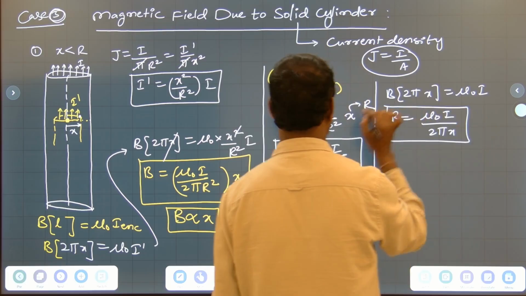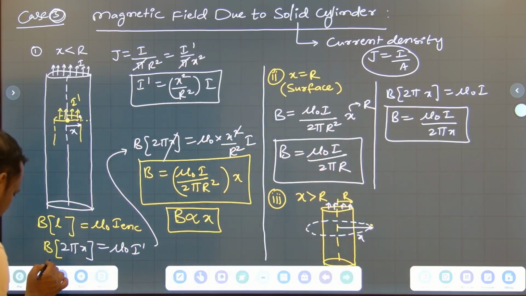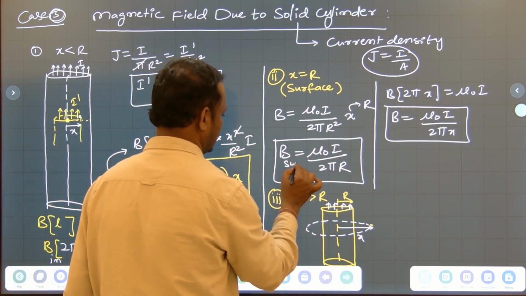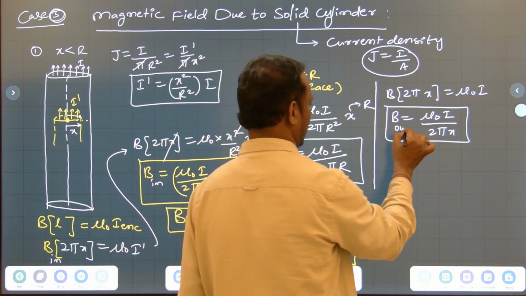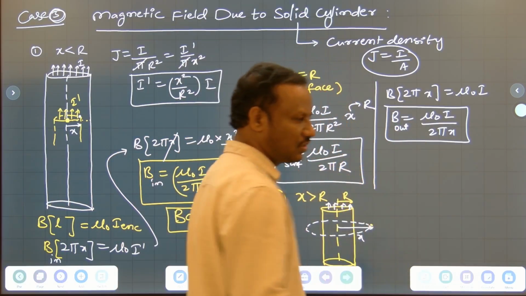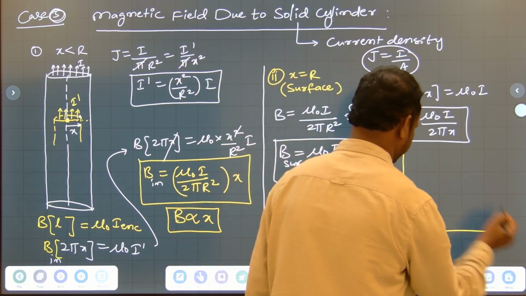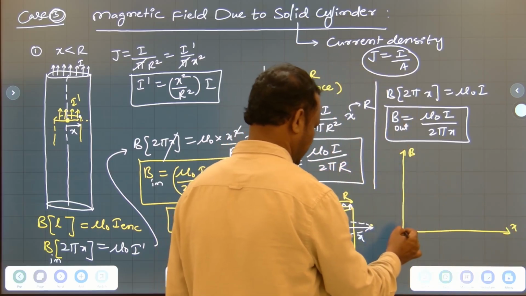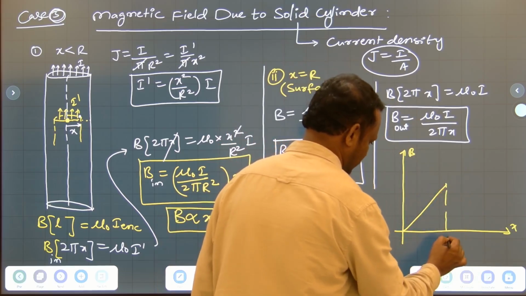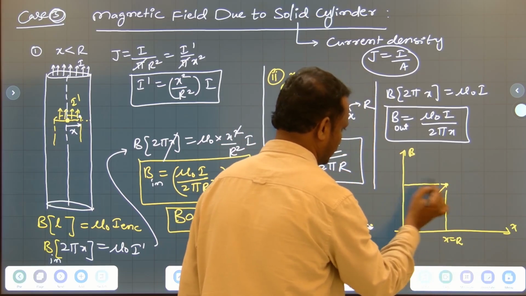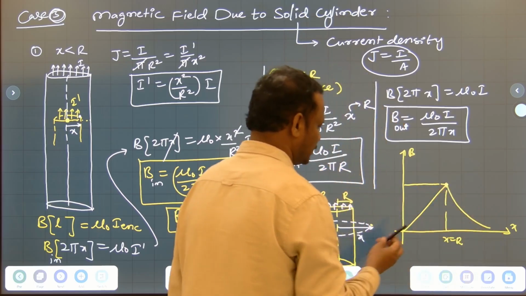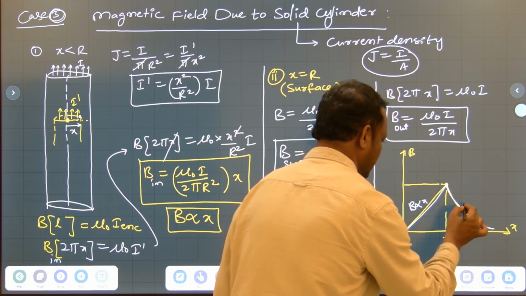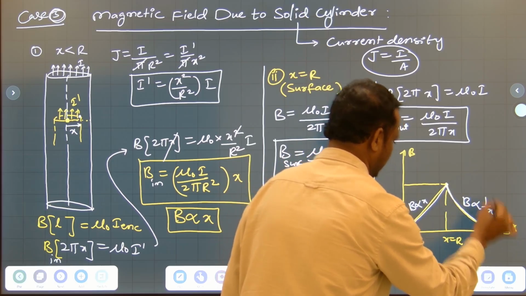This is the outside. We can write this as B inside, this as on the surface, and this as B outside. If you draw the graph, B is on one axis and X on the other. From the axis it is directly proportional till X is equal to R, where it reaches the maximum value. After that it is inversely proportional. The graph shape is this: B proportional to X inside, and B inversely proportional to X outside.